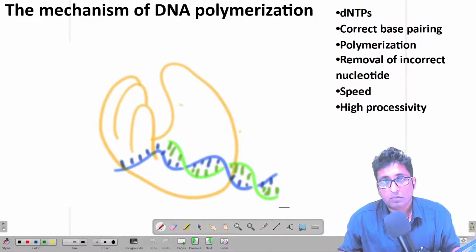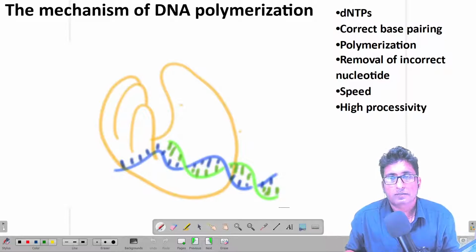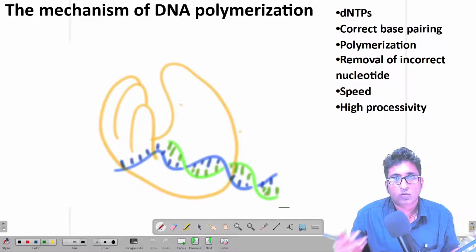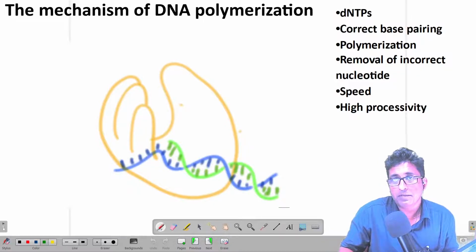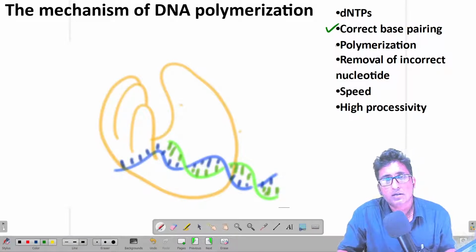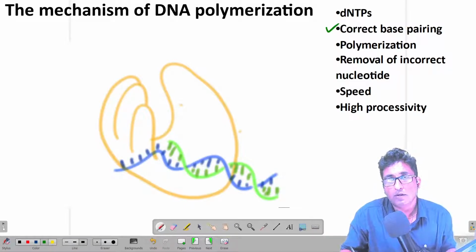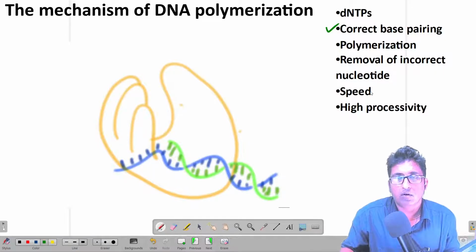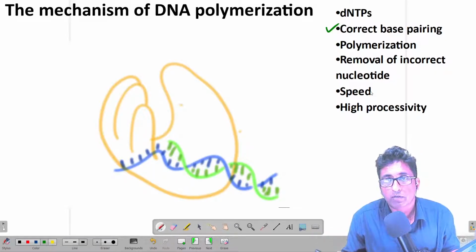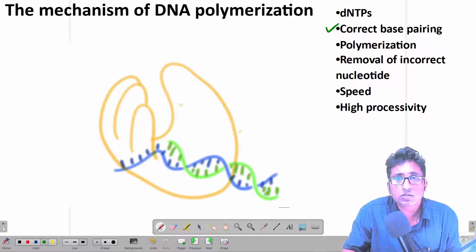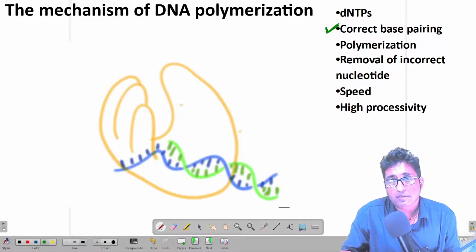DNA polymerase has to accomplish a lot more than just polymerization. It has to do it without any mistakes, and that is what is important. That means it has to ensure that the base pairing is correct. Otherwise, the inheritance or the transfer of information would have gone wrong, or in other words, mutations would have accumulated. So it should ensure that the correct bases are added, and polymerization should occur, of course.